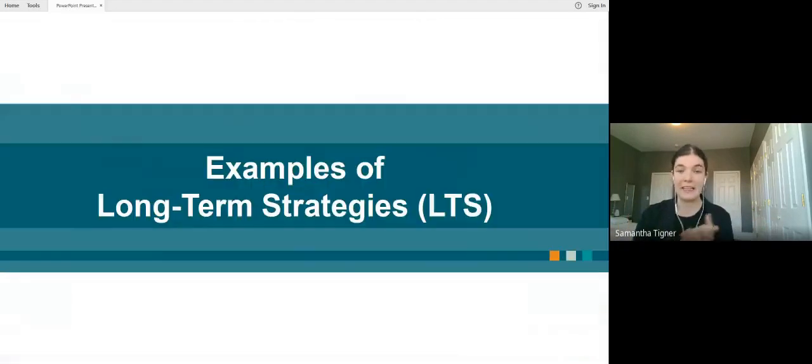So, okay, now we have a general understanding of what long-term strategies are, their importance and the varied elements that come into play, and their relationship to the Paris Agreement and NDCs. So I'm going to hand it over to my colleague, Katie, and she's going to walk us through a couple of actual examples of country long-term strategies in practice.